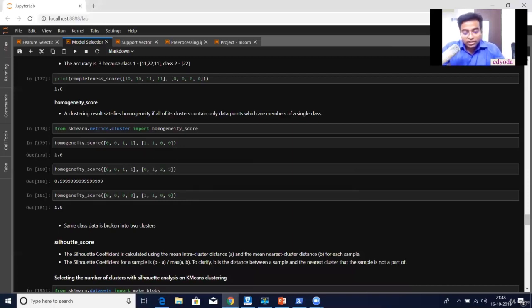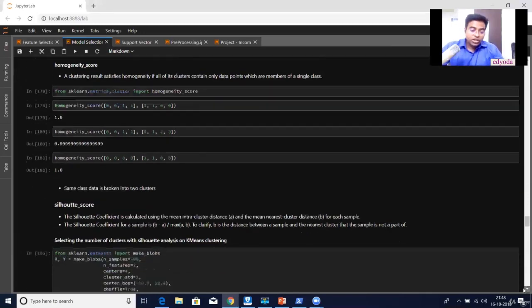Let's understand this situation. 0 0 0 belongs to cluster 0, 1 belongs to cluster 1, this 0 belongs to cluster 0, this one belongs to cluster 2, this one belongs to cluster 3. This also shows around 100% accuracy. That's because each cluster has only one type of element. That is what homogeneity is: how homogeneous is a cluster. Of course, same class data can be spread across multiple clusters.